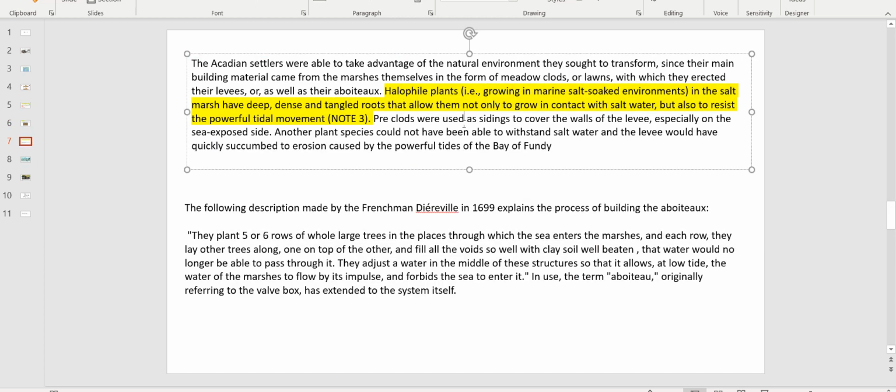I went over that already, the halophile plants. I think that's a double. This one is new. There was a Frenchman who lived there called Diereville, and in 1699 he explains the process of building an abwato. How did they build those?